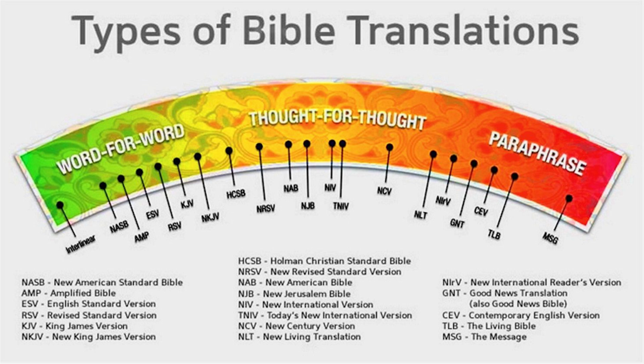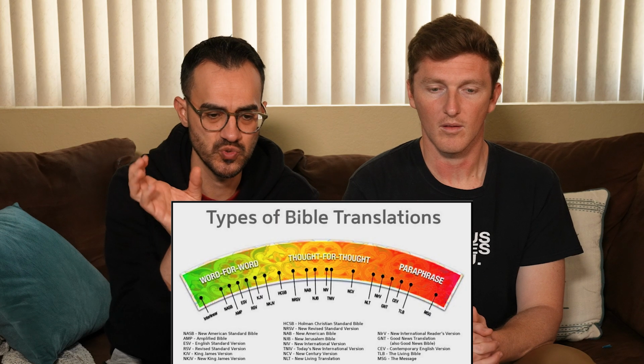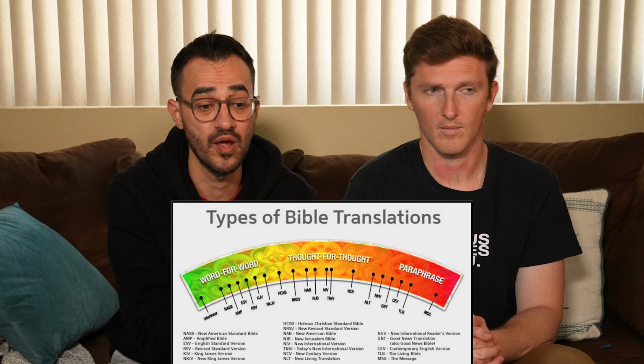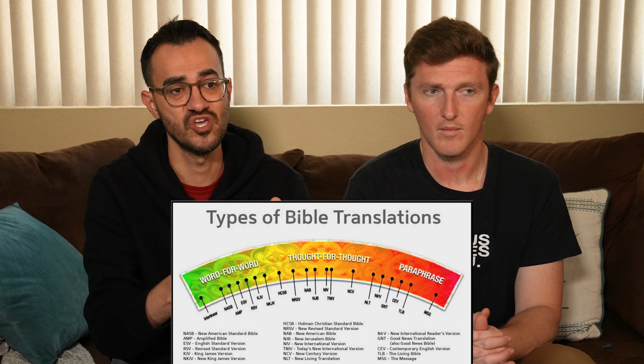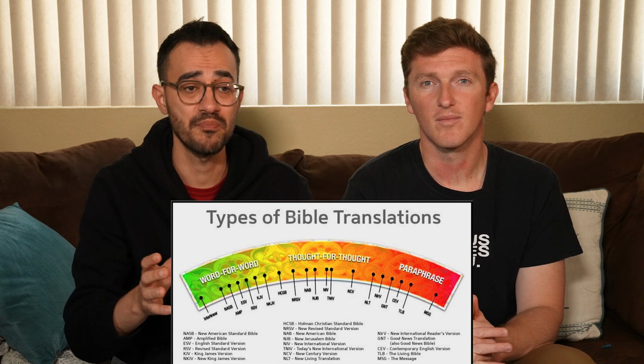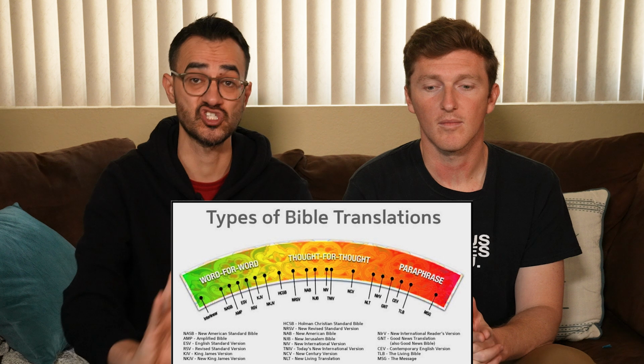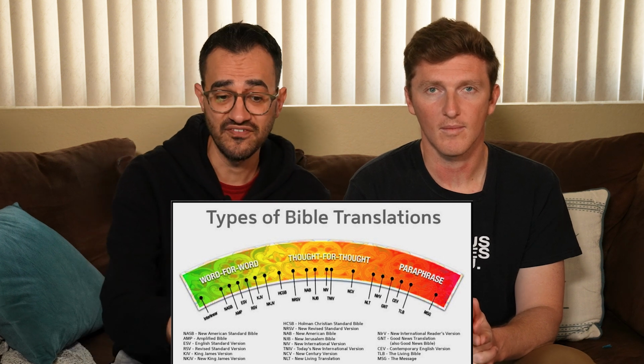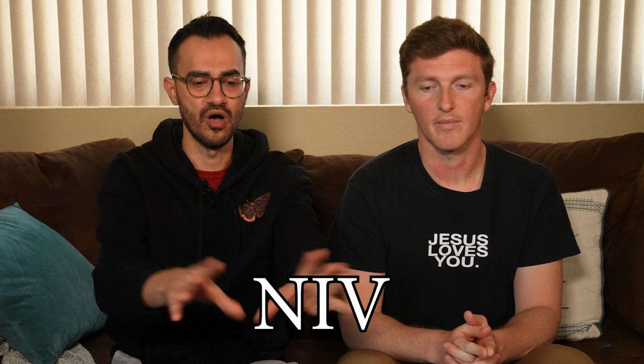That's really good. I love this chart, and it tells us, as you can see here, the Message is all the way on the paraphrase side, and then the popular ones on the left side are the NASB and the Amplified, which we're going to cover. And it's good to know which one's paraphrased, which one's thought for thought and word for word. And as you guys know, the one that's the most popular and easy to understand if you're just starting off is the NIV, right in the smack middle of the chart.